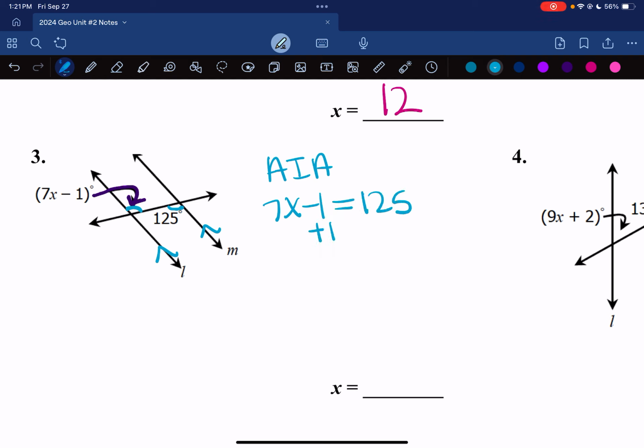We're going to add 1 to both sides. So we have 7x equals 126. Divide by 7. So we have x is 18.